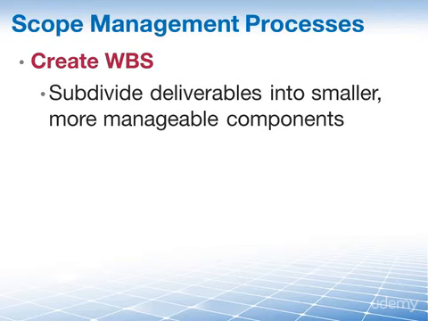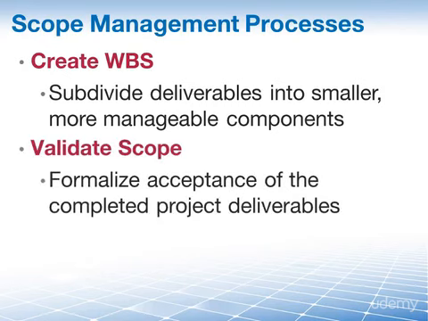After this, we can hand our scope over to the executing process group, Project Integration Management to be precise, where it will be developed. Once it is developed, the customer still has to tell us whether or not it's okay. That's what we have the process of validate scope for. The process of formalizing acceptance of the completed project deliverables. At the end of this process, we have accepted deliverables, accepted by our customer or sponsor.